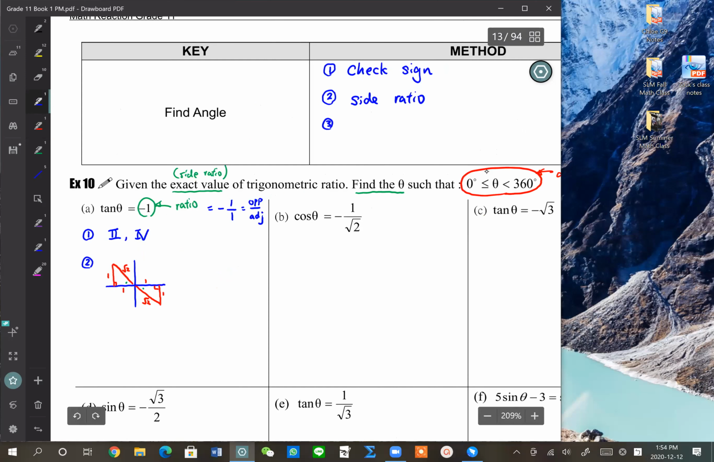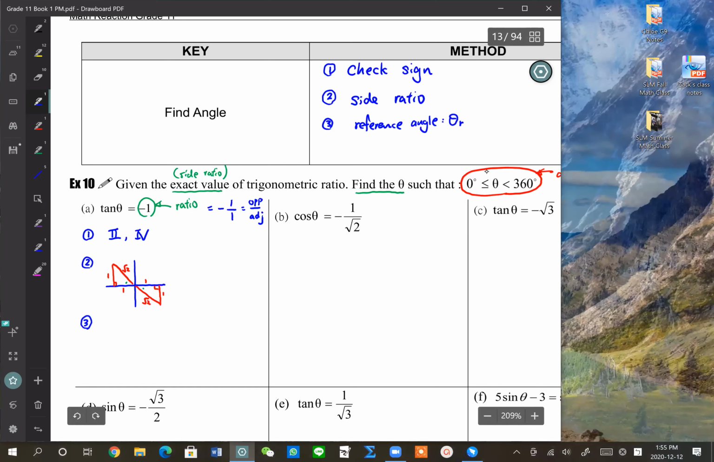Okay, step 3. What should be the step 3 now, Jenny? Step 3, check the sign. No. Check sign is step 1. Oh, reference angle? Yeah, reference angle. Okay, so let's write that down, reference angle. So reference angle, we use the symbol theta r.